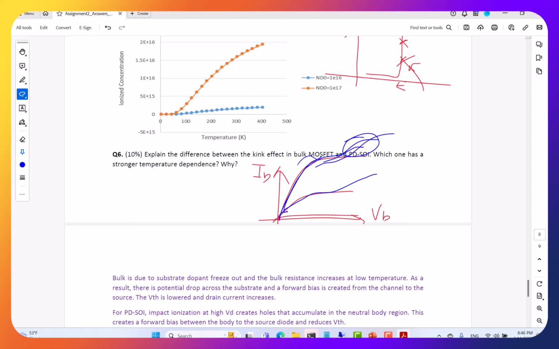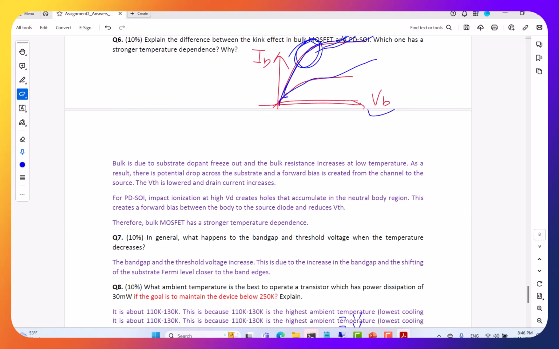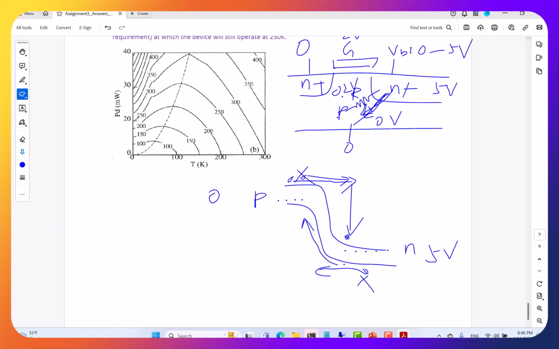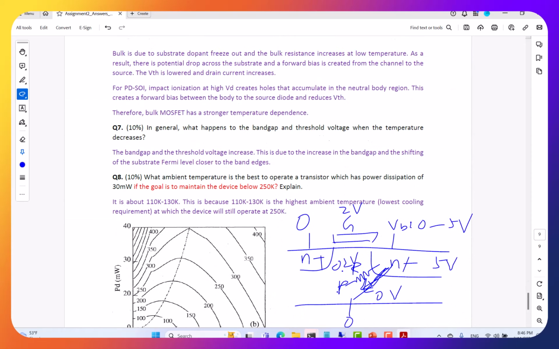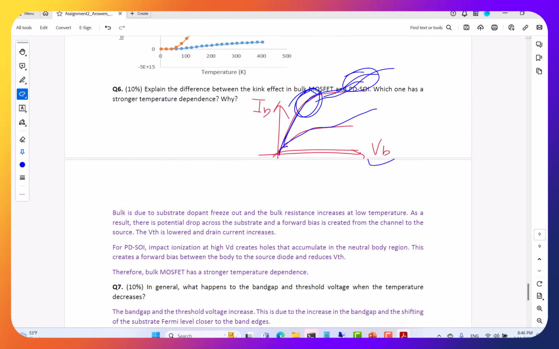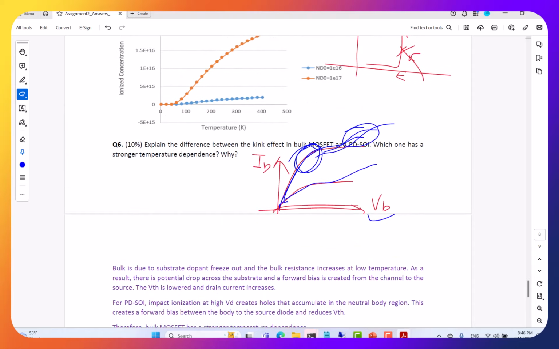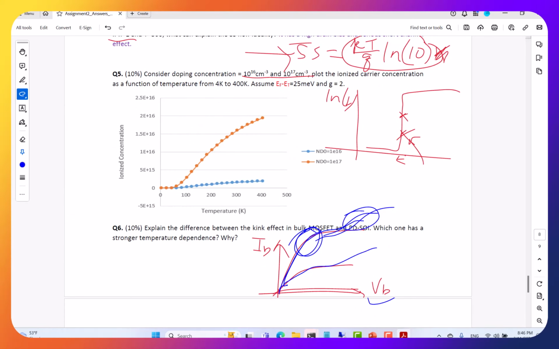So why don't I have this at low VD again? Why does it only come up at high VD? Yeah, very few impact ionization or no impact ionization, right? So you don't have current, okay? And this is a cryogenic class, right? If I ask this question, my next question is what happens when you go to low temperature? There are many things, right?